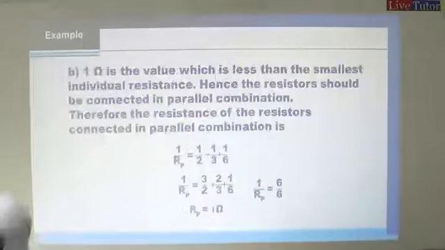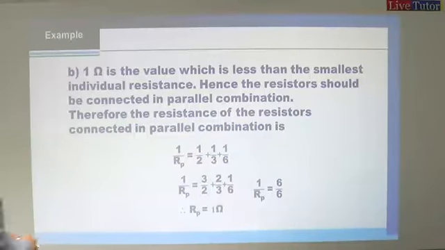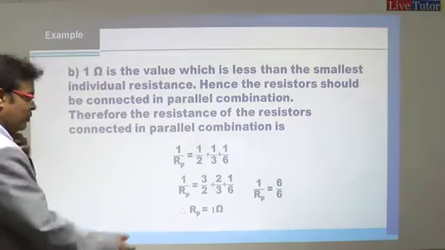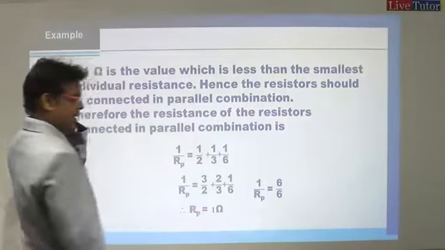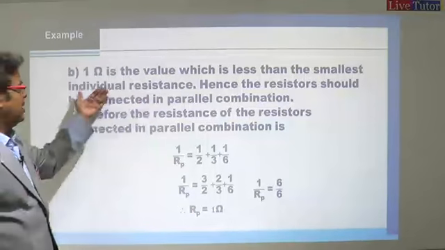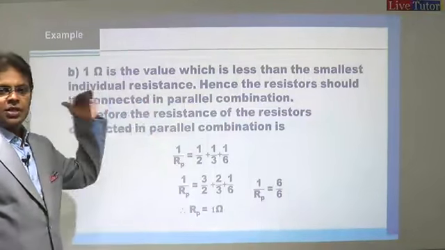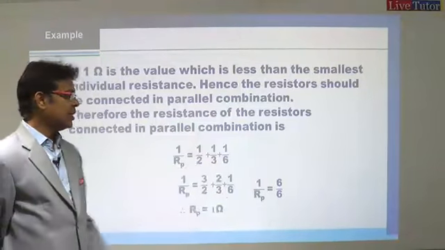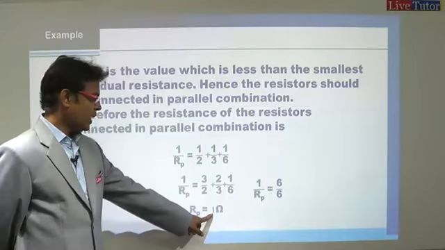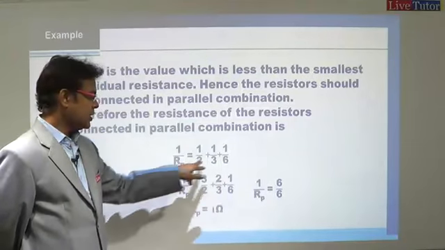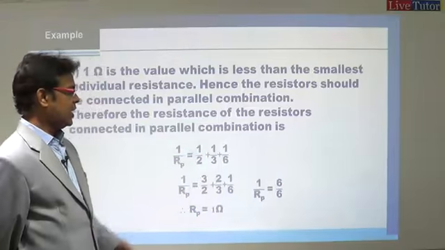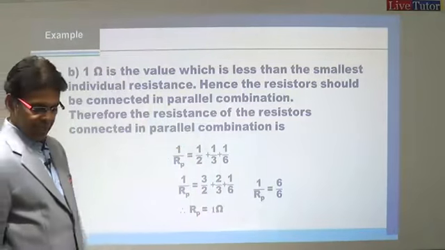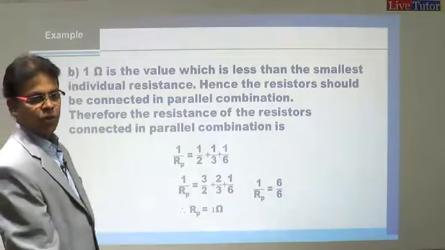Right, now next question. See, 1 ohm, that is what we have already discussed. The value 1 ohm is the least value, isn't it? It is less than the smallest of the individual resistors, because 2, 3, 6 are the resistors and the given value is 1 ohm. So this is less than the smallest one, 2. So naturally all the 3 should be connected in parallel combination, so that we will get the effective resistance as 1 ohm.